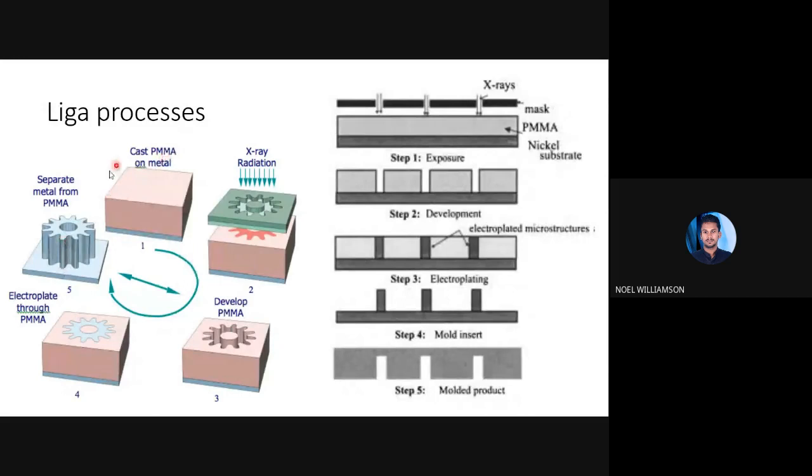This is the cast metal. This is a step-by-step procedure. We cast PMMA on a metal. This is the metal, the bottom portion, and on top of that the PMMA will be there. So what happens is, when we irradiate or illuminate the PMMA with X-ray radiation, it will dissolve.